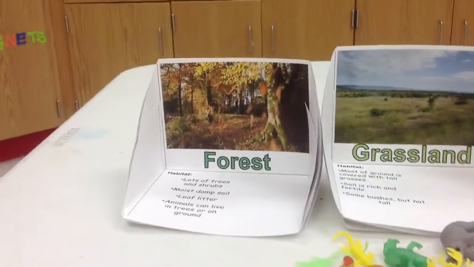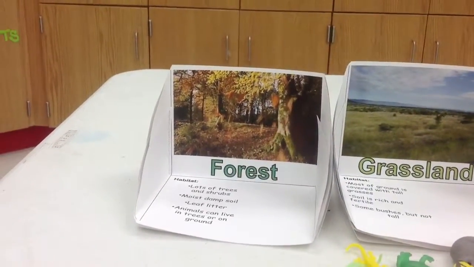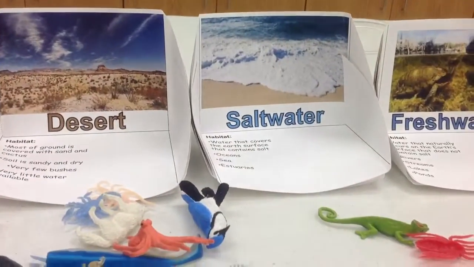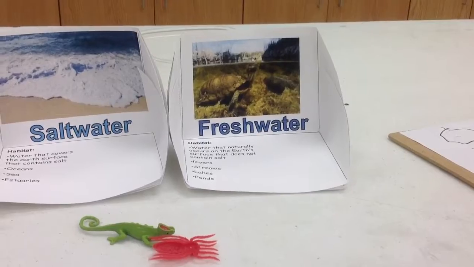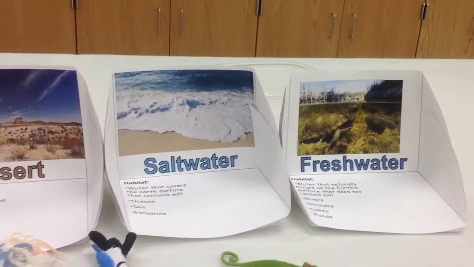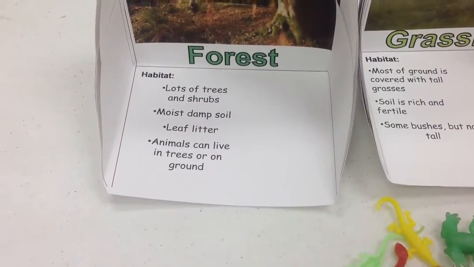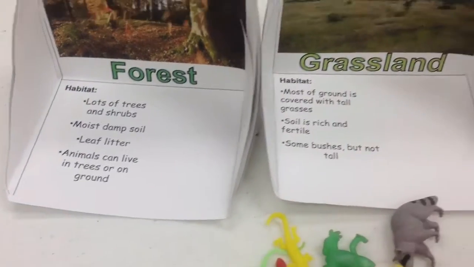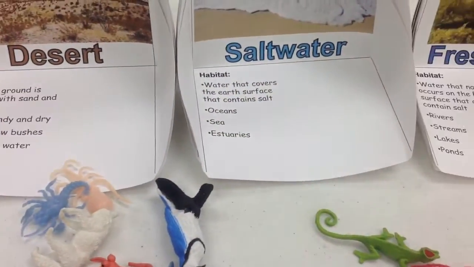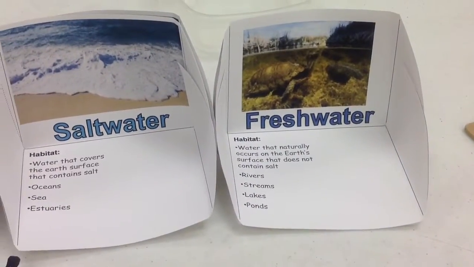Teachers, what I have is little dioramas made of a forest, grassland, desert, saltwater, freshwater. They need to know the difference between the two bodies of water. I've also written some words in here to give them some idea of what's in this habitat so they can read those and get an idea of what the description of these habitats are.